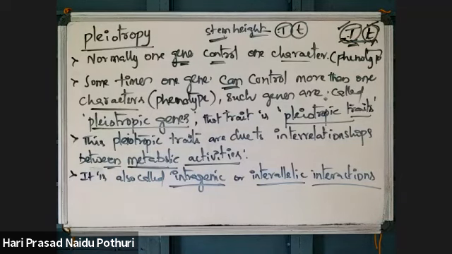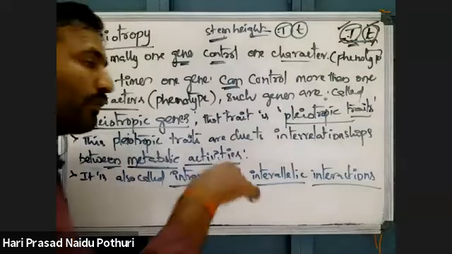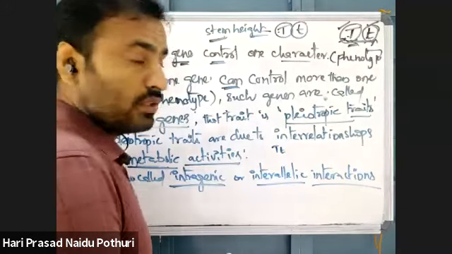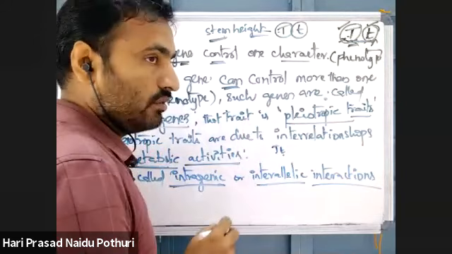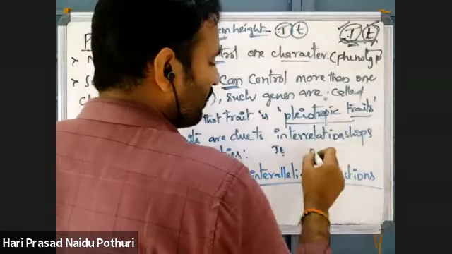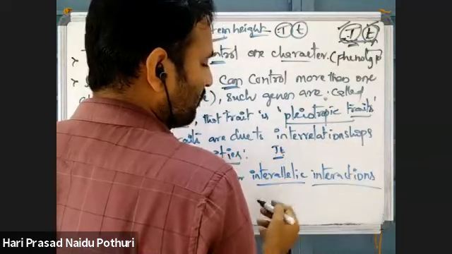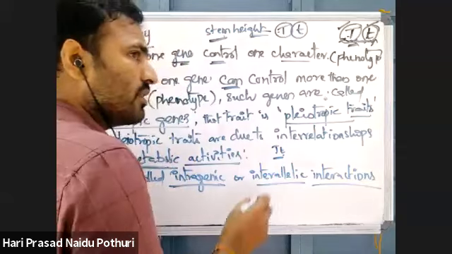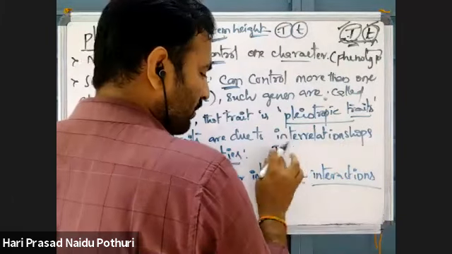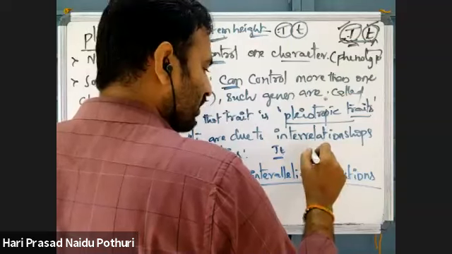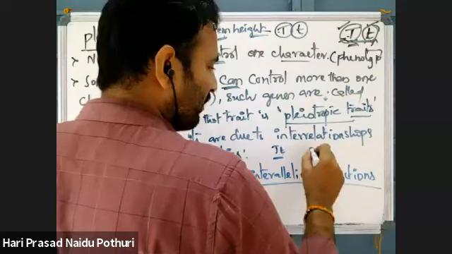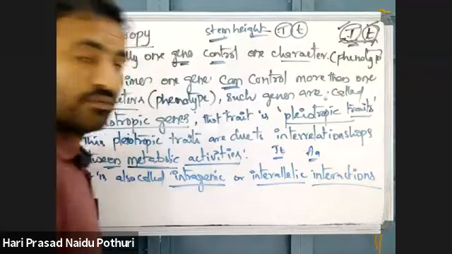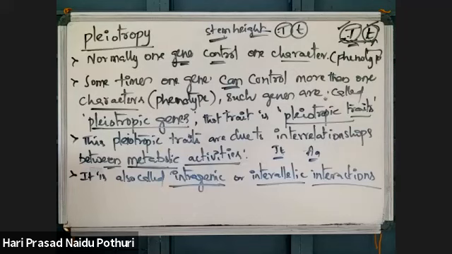Interallelic: two alleles of different traits. Suppose tallness has two alleles, a dominant allele and a recessive allele. And suppose another one, this is height of the stem. Suppose another character, we can take branches, terminal or axial, more branches, fewer branches, like that.